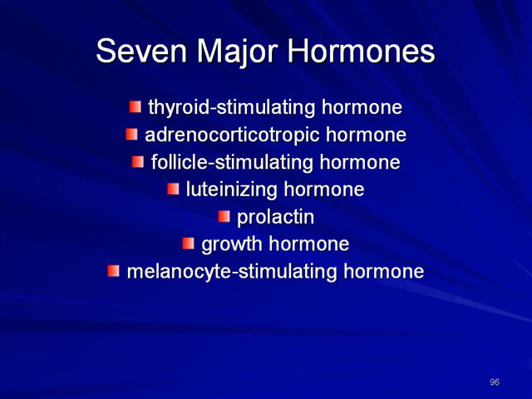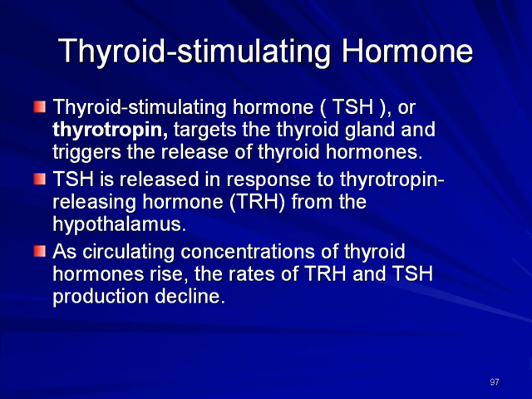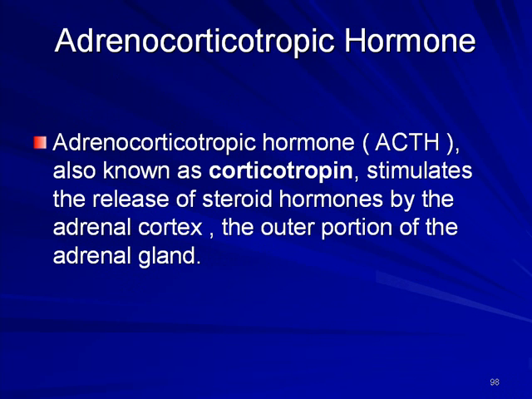Now, these are the seven major hormones that are produced in the anterior portion of the pituitary gland that I've already alluded to: TSH, ACTH, follicle-stimulating hormone, LH, prolactin, growth hormone, and melanocyte-stimulating hormone. Thyroid-stimulating hormone, or TSH, thyrotropin, targets the thyroid gland and triggers the release of thyroid hormone. Adrenocorticotropic hormone, ACTH, known as corticotropin, stimulates the release of certain steroid hormones by the adrenal cortex.